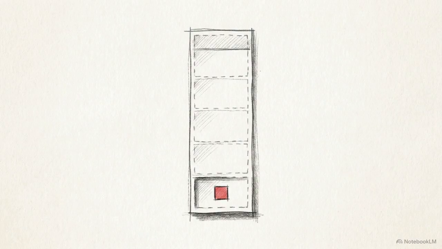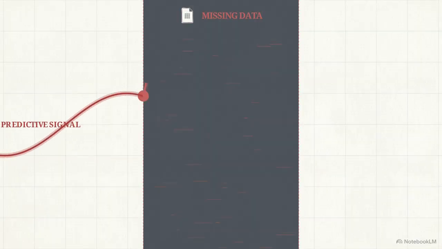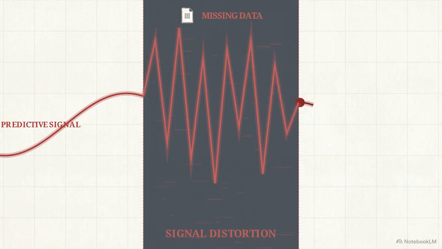Next, the tool highlights missing values. A numeric or categorical column that is mostly empty provides almost no signal, and forcing a model to learn from blank cells will severely distort your results.